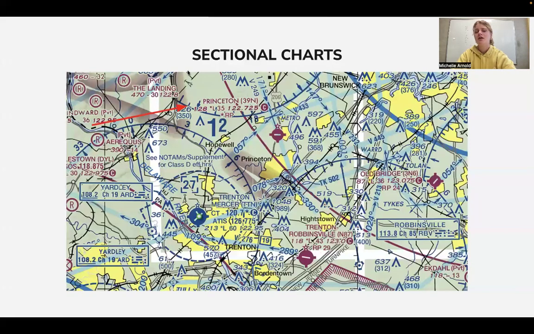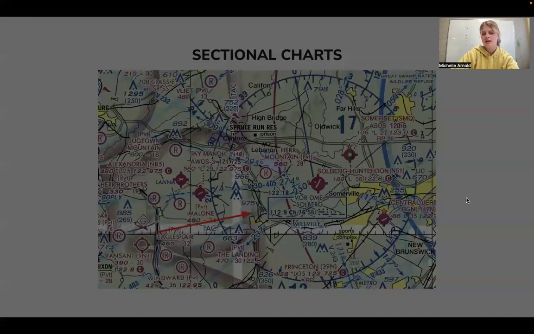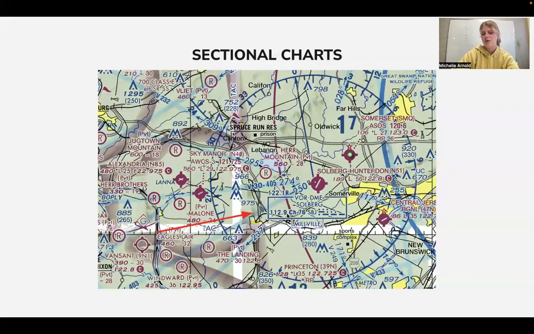All right, and you can also find frequencies on the sectional charts. So here's an example of this airport, Princeton Airport. And right here where it says 122.725 and then has the C, that's the control tower frequency. And here's where to find the VOR frequencies. It's going to be in this box next to the VOR. And yeah, so this 122.9, that's the VOR frequency. You can tune that in.